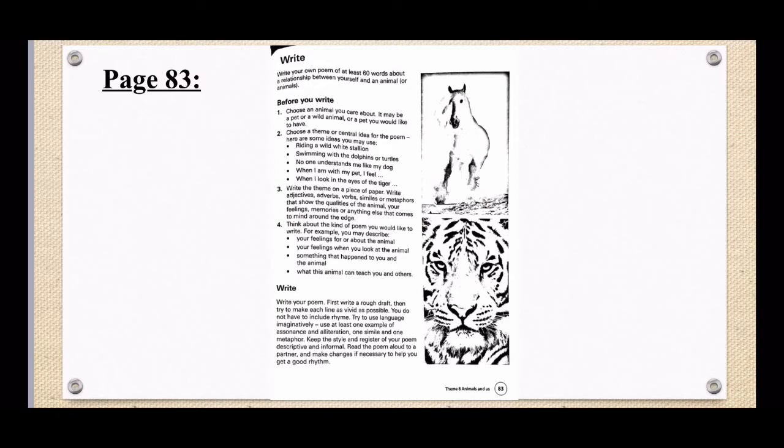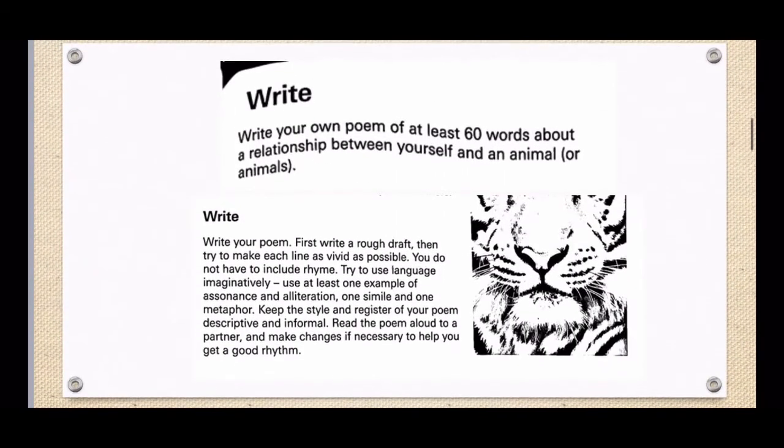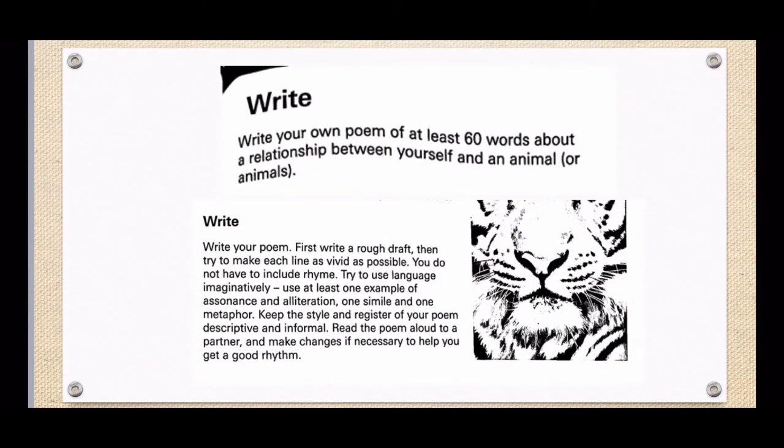It says on top, write your own poem of at least 60 words about the relationship between yourself and an animal or animals. Right? So, like I said, we did the before you write yesterday. We all copied that in our books already and we did a mind map. But now we're going to the bottom of the page to the heading Write. So it says, write your poem.